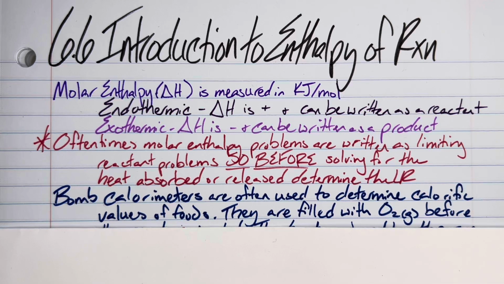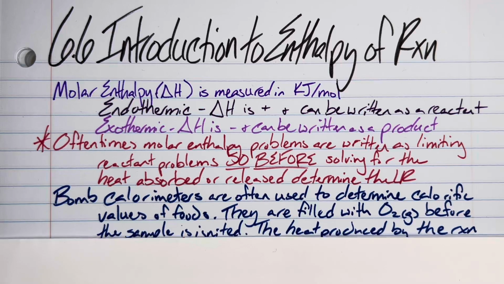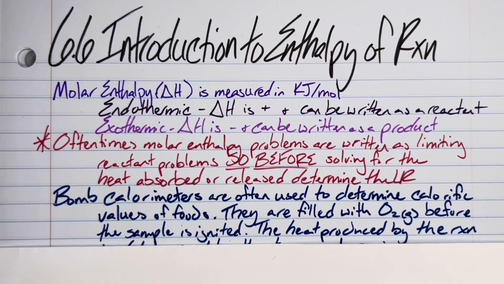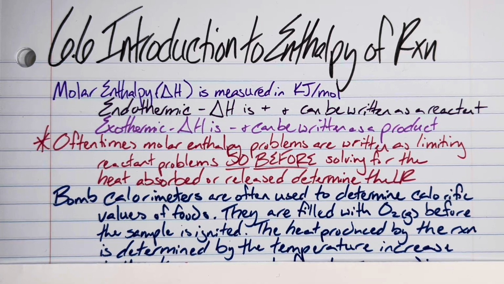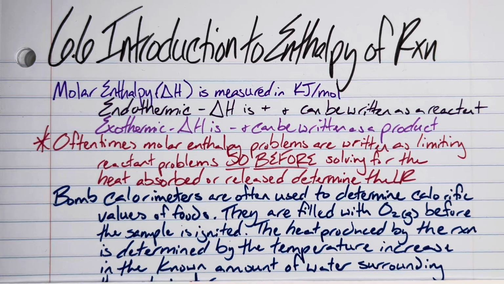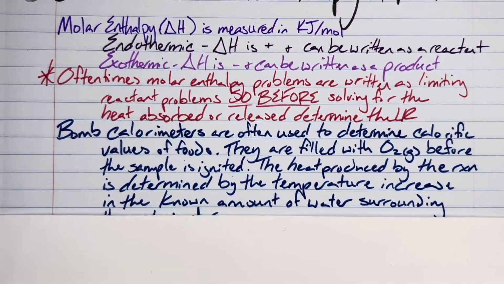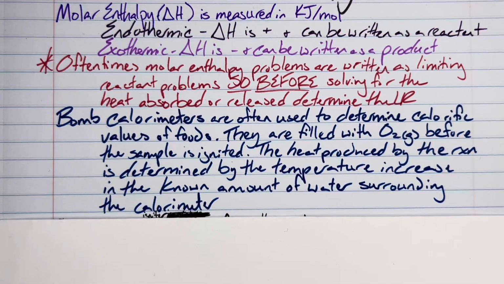So bomb calorimeters are the most common thing that we will use to determine the amount of energy that's within a specific food. And the actual bomb calorimeter is going to be filled with oxygen gas before the sample is ignited. And then the heat produced by the combustion of our sample of the food that we are trying to determine how many calories there are in is going to be determined based off of the overall temperature increase of the water that is surrounding the calorimeter.